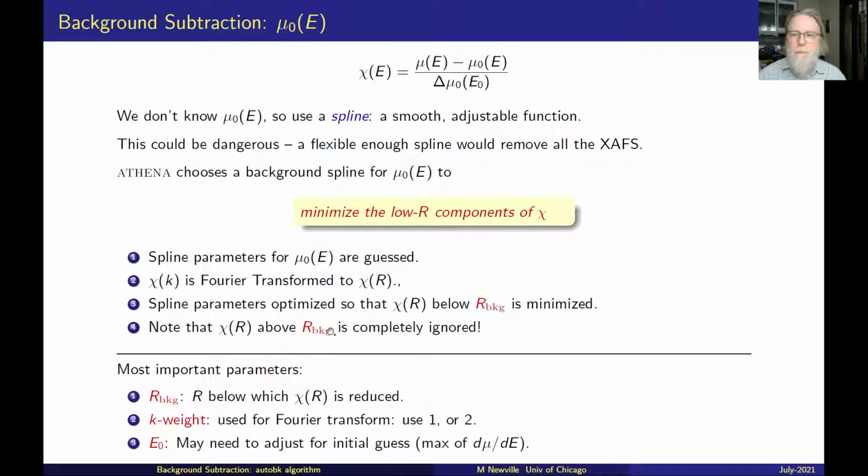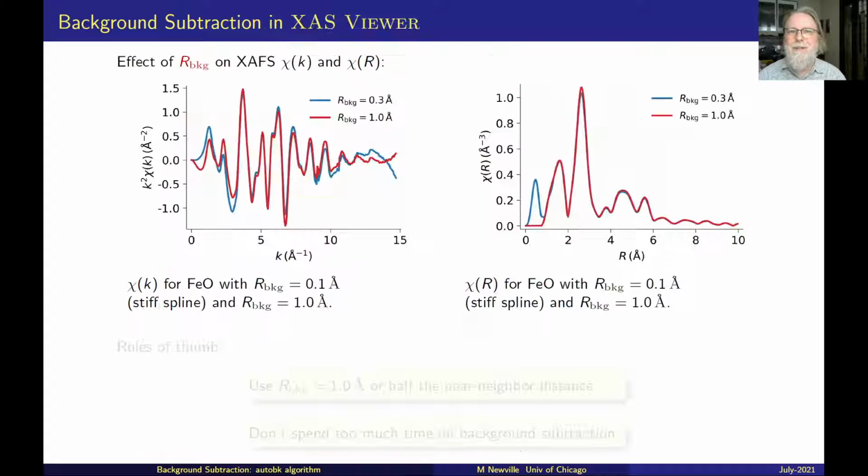The portions of the spectra above RBKG are completely ignored, but the portions of the spectra below RBKG are tried to be minimized. So the most important parameters for this method are RBKG, the distance below which chi of r is reduced, then the k weighting of the Fourier transform, and then the energy origin, or E0, that we picked for our data. I'll go over the effect of a few of these, but not of E0. Again, we're going to try to reduce as much as possible the low R components of our Fourier transform.